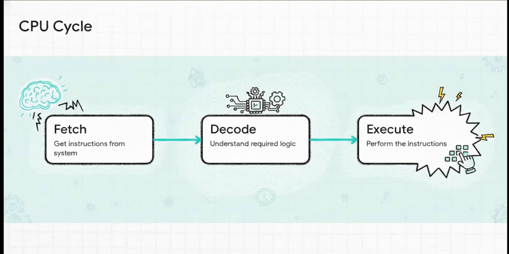Right at the center of all this is the CPU, continuously running its rapid-fire cycle. It fetches instructions, decodes the required mathematical logic, and executes them. It's this beautifully simple, elegant three-step loop. But here's the crazy part. It's happening billions of times per second across multiple cores, all concurrently.